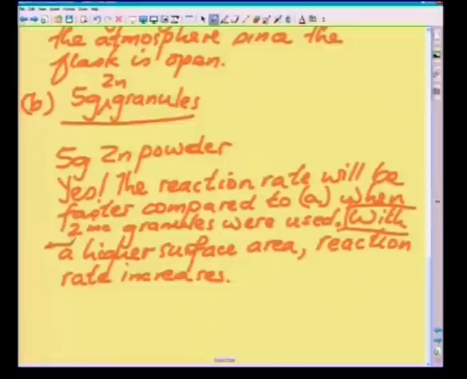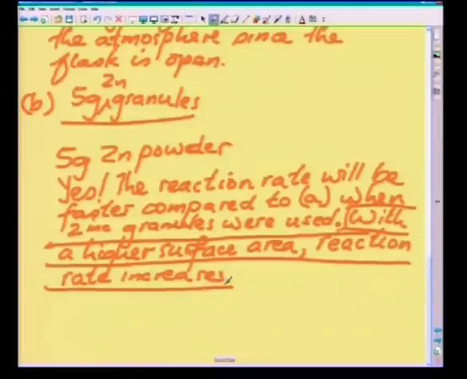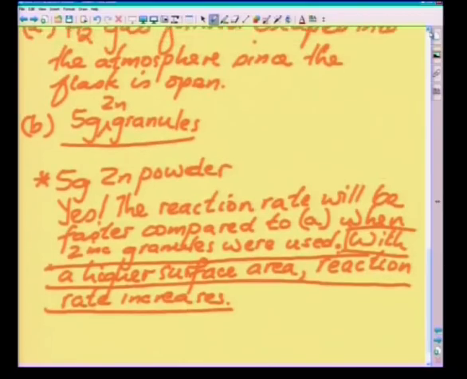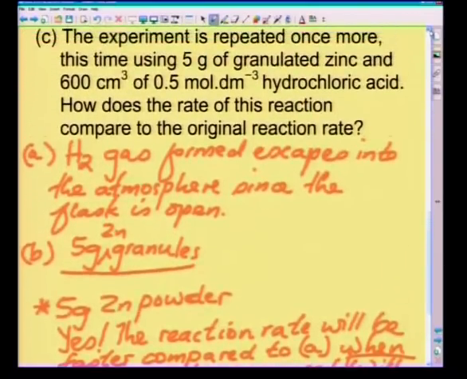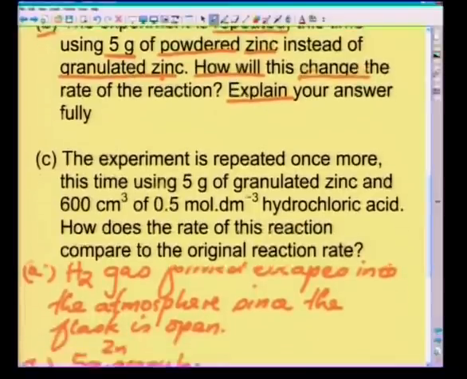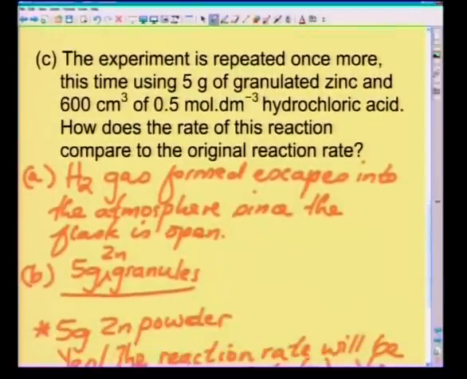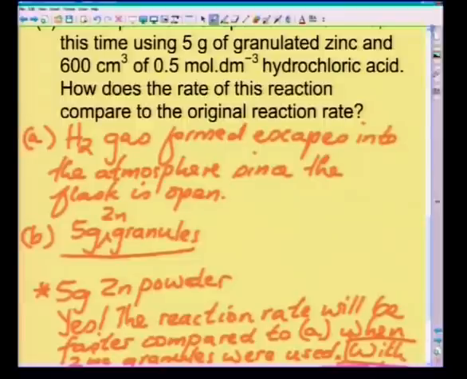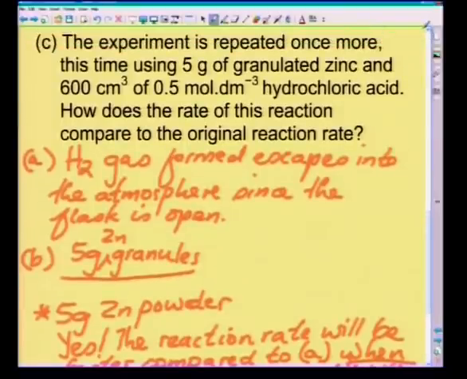You don't have to be rewriting it, but I'm writing it down because this is where it comes from for us to conclude that when we are using the zinc powder here, the reaction rate will be faster than when you're using zinc granules. Okay, right. And then in explaining our answer, we need to talk about the fact that we're using powder this time and there's an increase in the surface area.